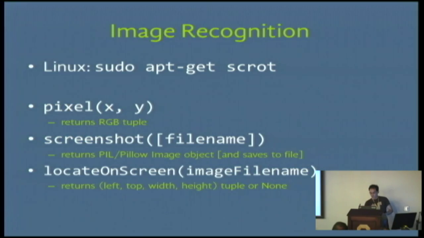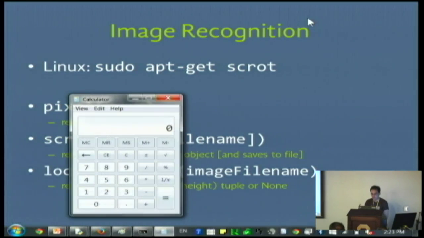But the best function of them all is locateOnScreen, which is really nice. You can take some image file, like you have a screenshot that you took of a calculator, and so you cropped it so that you have an image of the 7 button. Let me just do a live demo of that right now.